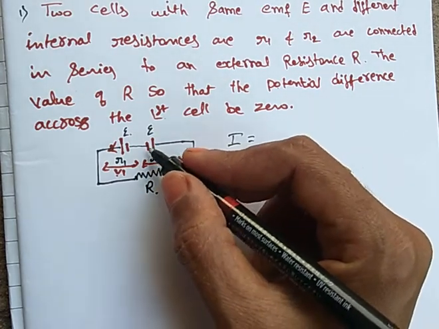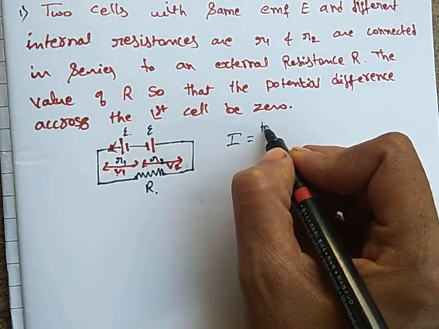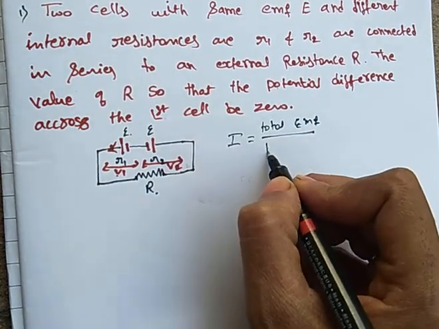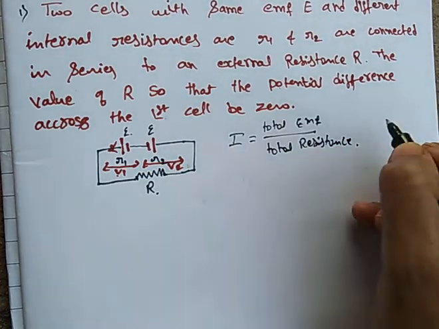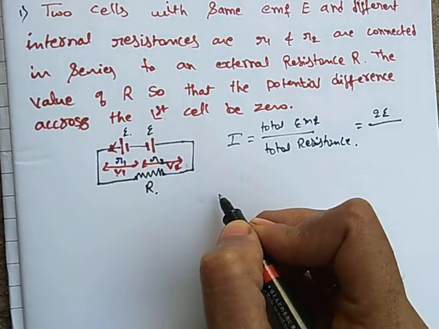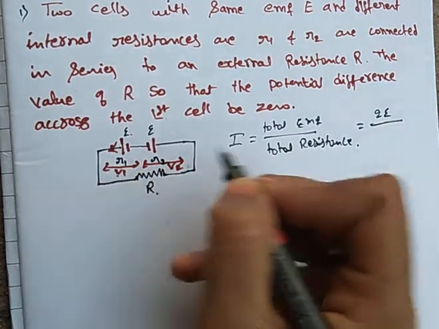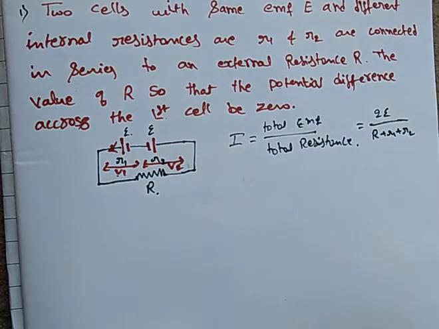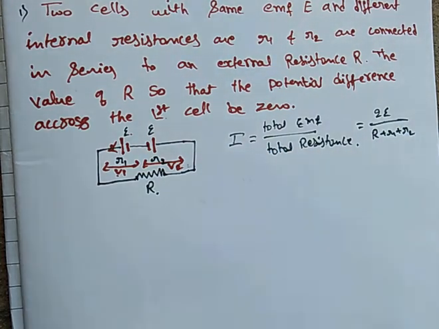Here V is the potential of the cells. Total current in the circuit, I, equals total EMF divided by total resistance. Total EMF is epsilon plus epsilon, that is 2 epsilon, divided by total resistance. R, R1 and R2 are connected in series, so the total is R plus R1 plus R2. So the current is I equals 2 epsilon divided by R plus R1 plus R2.